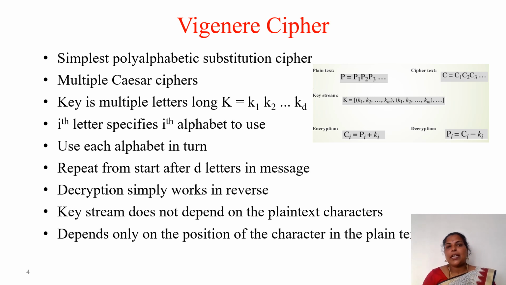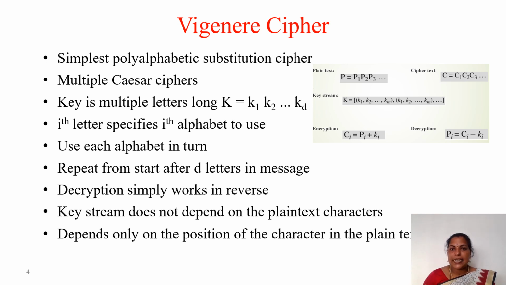So coming to the Vigenere cipher, it is the simplest polyalphabetic substitution cipher. The meaning is that here we are applying multiple Caesar ciphers. We all know what a Caesar cipher is. It is a basic substitution cipher, a shift cipher. There we computed plain text plus key mod 26 for one character. Here we have multiple characters. The same thing is applied, but for a stream.